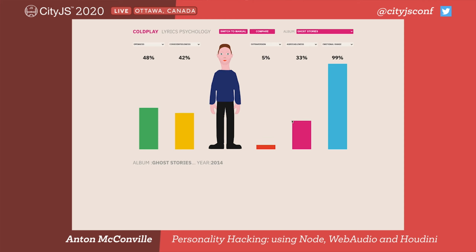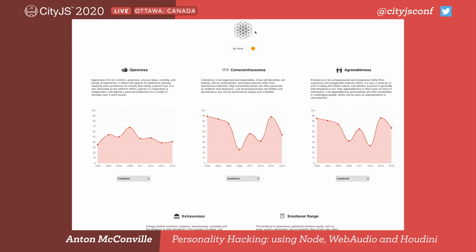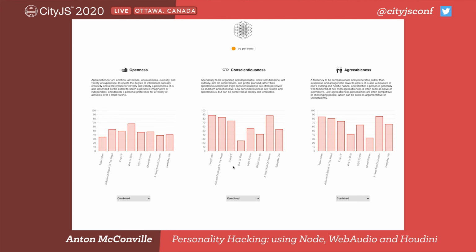And I think a really good way of starting to compare them is by plotting over time. So here I'm just using chart.js, taking the data from each year and drawing it on a line chart. And you can see instantly how variable things are over time. If I also switch to looking at the albums in bar chart form side by side, the big outlier is Ghost Stories here in Agreeableness.